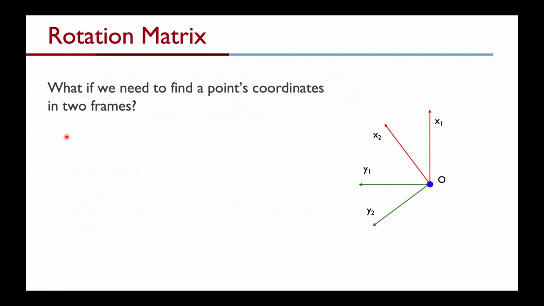So with this simple trick, we are able to represent the unit vectors in the new frame of reference in terms of the unit vectors in my original frame of reference. So now let's go back to our original problem, that we are given the coordinates of a point P with respect to, let's say, frame 1, and we want to determine the coordinates of point P with respect to frame 2.